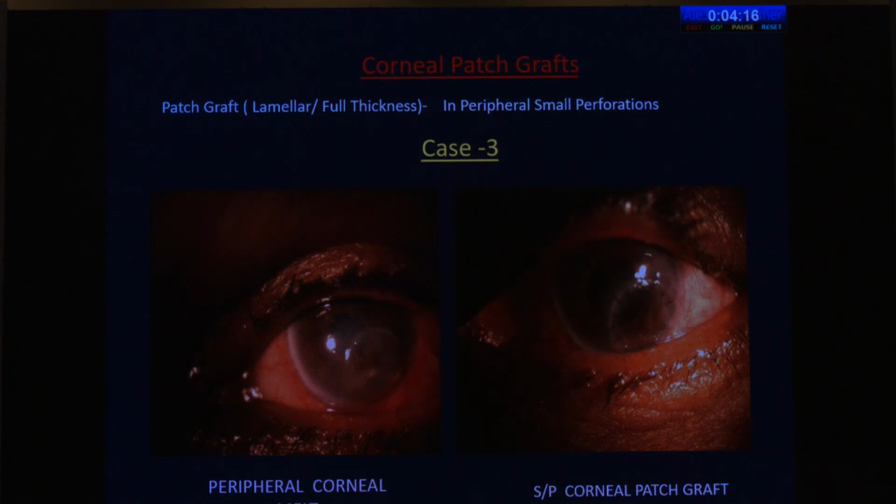Coming on to the patch grafts, so in peripheral or paracentral small perforations, we can use a lamellar or full thickness corneal patch graft.